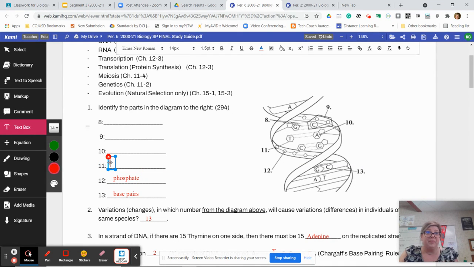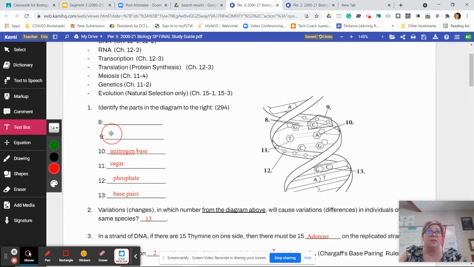That's your sugar. 10 is going to be a nitrogen base. And 2 nitrogen bases together for 13 makes a base pair. 9, here's another example of a nucleotide. You have a nitrogen base, a sugar, and a phosphate. So those 3 parts make up your nucleotide.